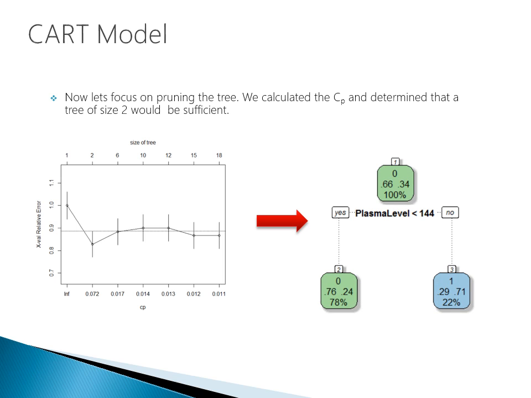In this case, our decision tree is very simple. It's one question. Is my plasma level less than 144? If it is less than, you're not going to have diabetes. But if it's greater than 144, guess what? You have diabetes.